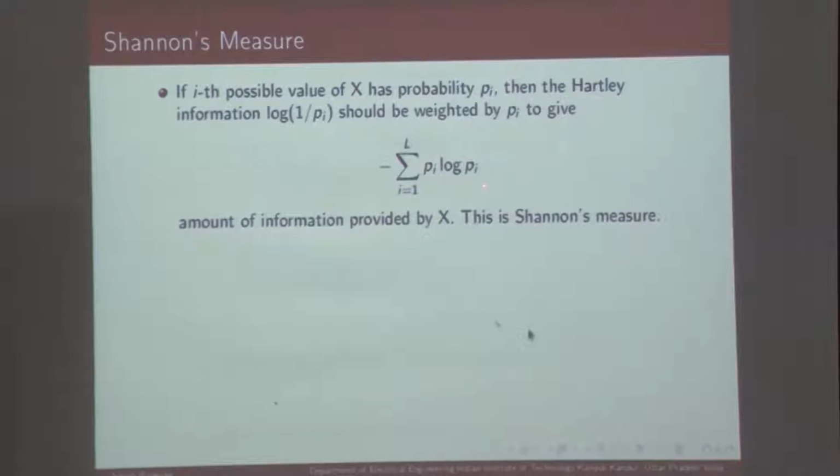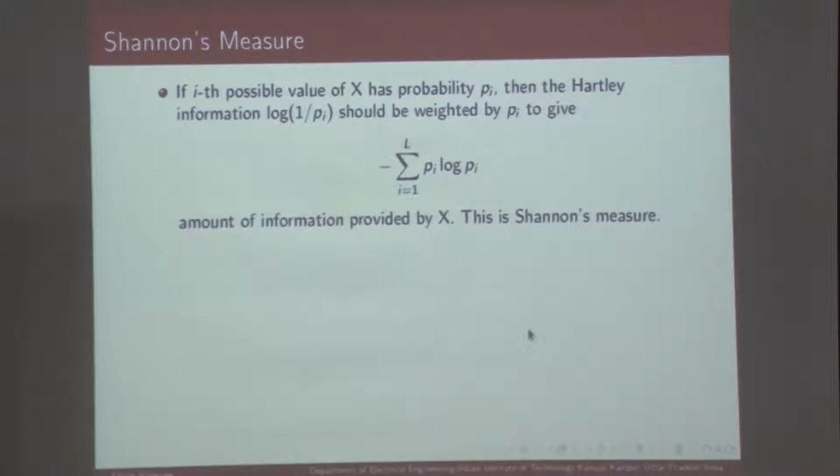So basically, if x takes l different possible values with probabilities p1, p2, p3, up to pl, then Shannon's measure of information is given by this. In case A, it will be minus 0.5 log 0.5 into 2, whereas in the second case, it will be minus 0.99 log 0.99 minus 0.01 log 0.01. And you can see that the information that comes out in case A is more compared to case B.